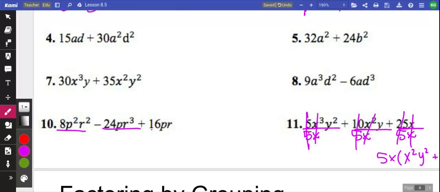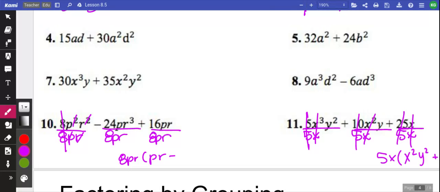On this one, they have in common an 8. They all have at least one p, and they all have at least one r. So that is my greatest common factor. So the 8s will cancel out. Take away a p, leaves me with 1. Take away an r, leaves me with 1.